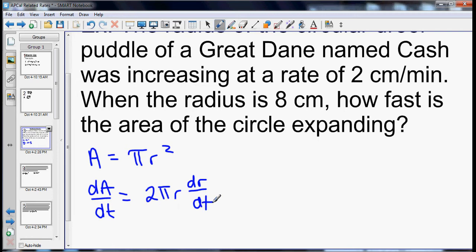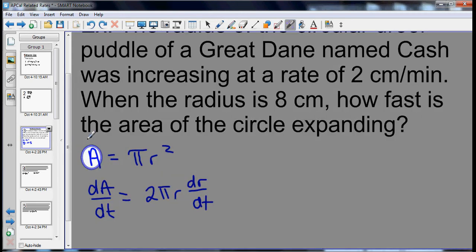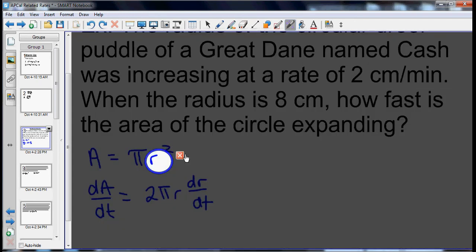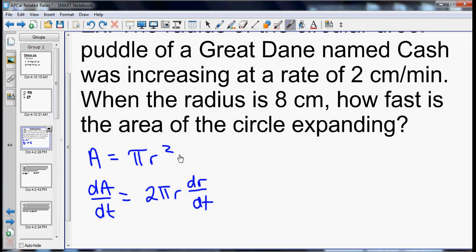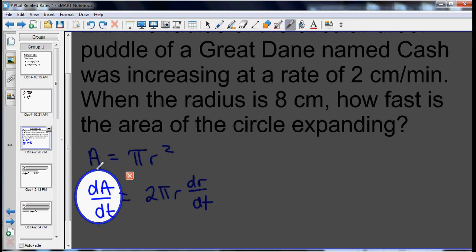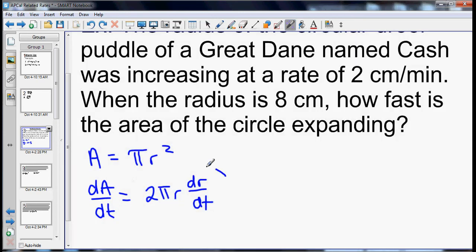So I want to make sure it's clear what these things are talking about. So A, there we go. A is the area of the circle. R is the radius of the circle. But the variables we got to make sure we understand are dA dt, which is the rate of change of the area. So if you think about it, if a circle is growing, or if it's shrinking, either way is true. If a circle is growing, then its area is changing. So dA over dt is the rate at which the area is changing. And similarly, the radius is also changing, so dr dt is the rate at which the radius is changing.